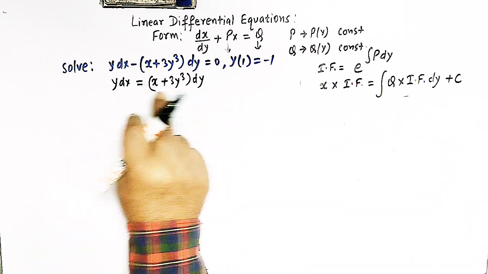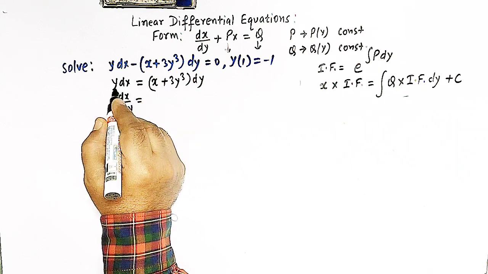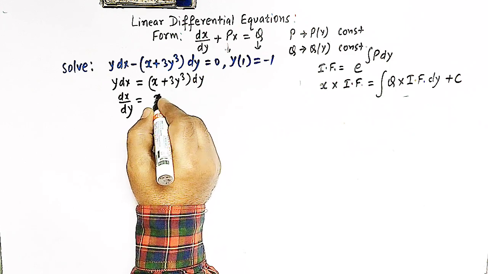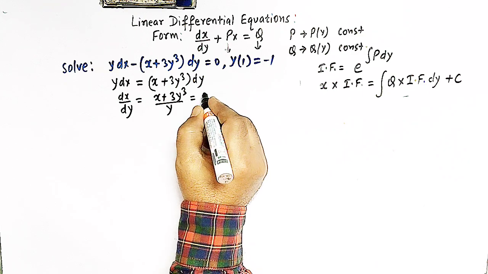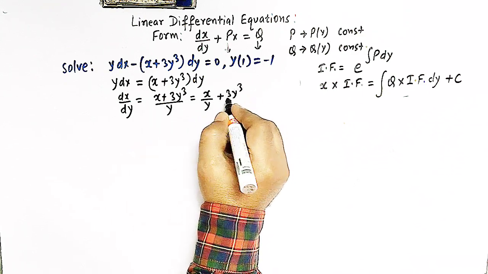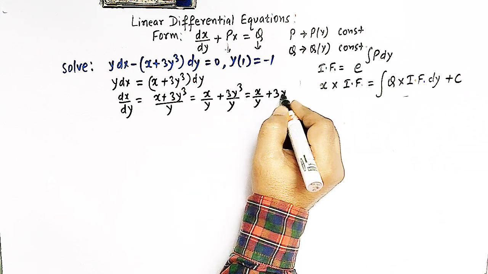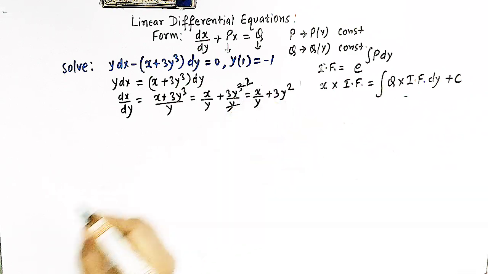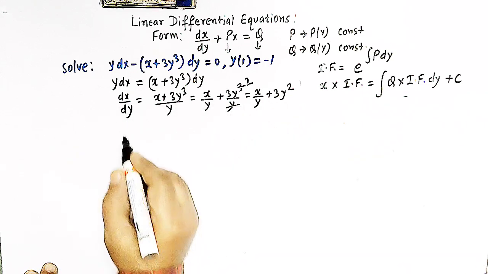Now we can write this expression as dx over dy, and we can take this y in the denominator of x plus 3y cube. So we have x plus 3y cube over y, and now we can write it like this: x over y, and then we have 3y cube over y, and this is x over y plus 3y square. So here y gets cancelled, right? Okay, so now we can transfer this term to the left hand side.